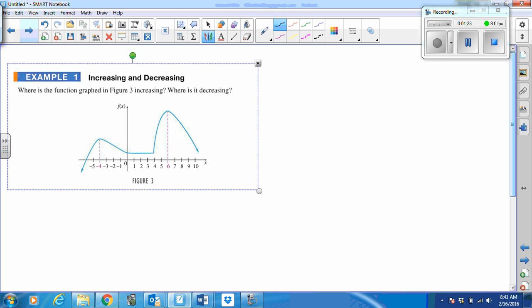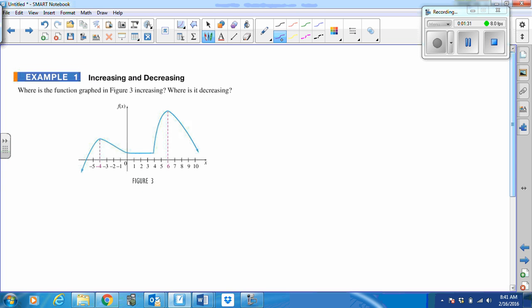What is the function graphed in figure 3? Where is it increasing and where is it decreasing? And so we're going to write this in interval notation. And so if we look at this first purple piece, it increases until we get to -4. And so for the purple piece, we would say that it's increasing.